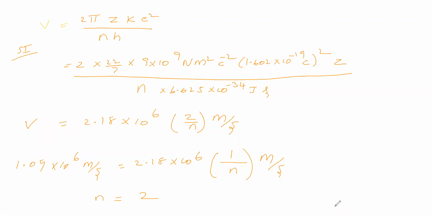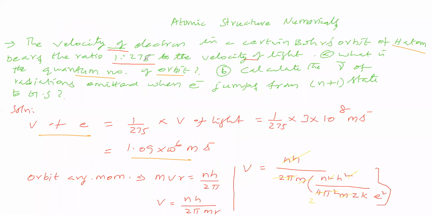Therefore in which orbit is the electron revolving? Now here velocity of electron in a certain Bohr's orbit of hydrogen atom bears the ratio 1 is to 275 to the velocity of light. That means the second Bohr's orbit, second circular path, is where the velocity of electron is this much. So what is the quantum number of the orbit? The second quantum number, that means n is equal to 2, at which velocity of electron is this much.